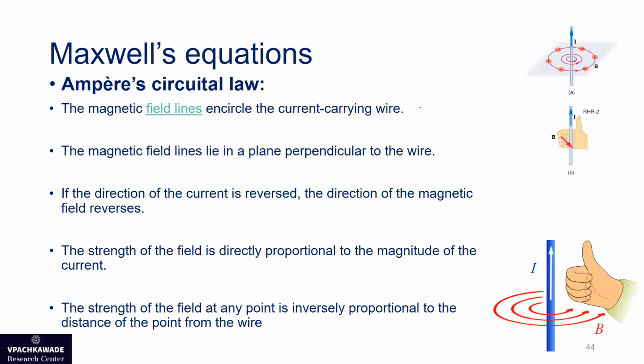So just to summarize in a few sentences, Ampere's circuit law tells us that the magnetic field lines encircle the current carrying wire. So just take a piece of wire, let the current flow through it, the magnetic field gets produced, and those magnetic field lines will encircle this current carrying conductor right over here. Second, the magnetic field lines lie in a plane perpendicular to the wire. How to understand this?